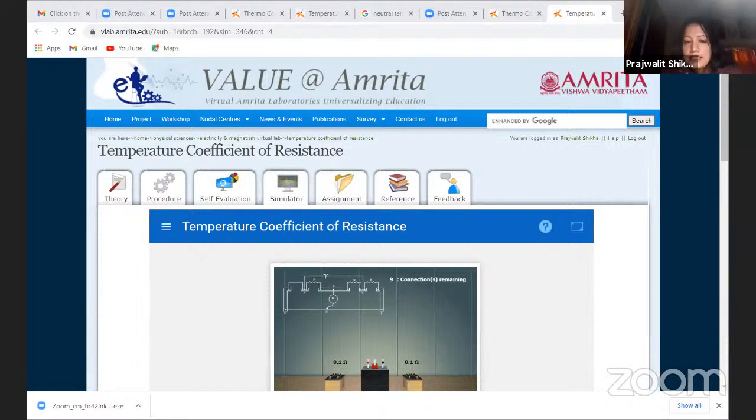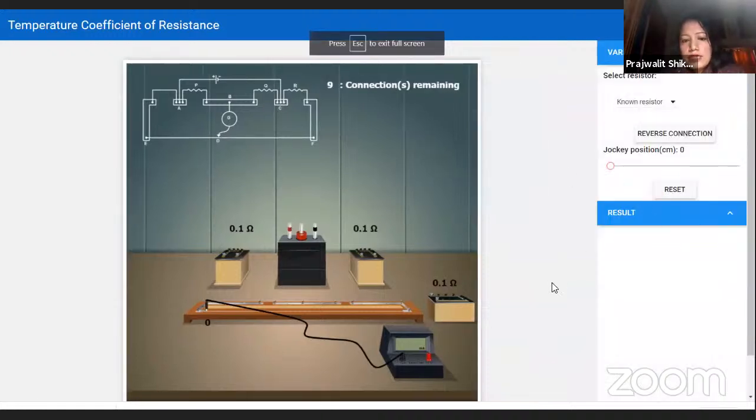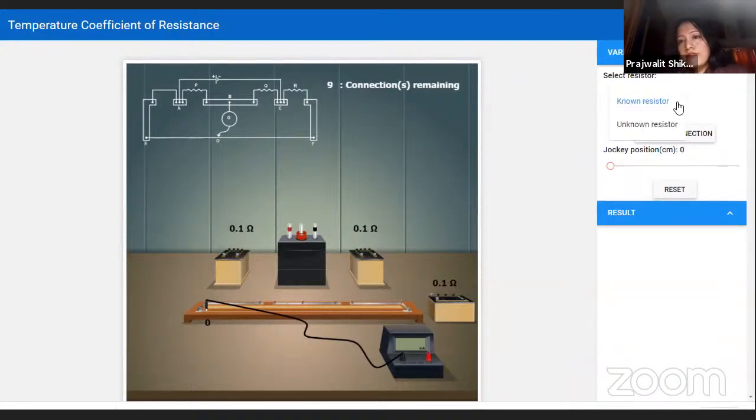The additional things that are important and can be discussed with the students later on, we will come back to. Let me first explain the simulation. This is the first part, where we are going to calibrate the Carey Foster's bridge, and then we will use that to find out the temperature coefficient of resistance of a given coil. Here in this experiment, what are the variables that are present for us? First of all, we can do it for known and unknown resistors. In the first part, with a known resistor, we are going to calibrate this Carey Foster's bridge, and with an unknown resistor, we are going to perform the next part of the same experiment.